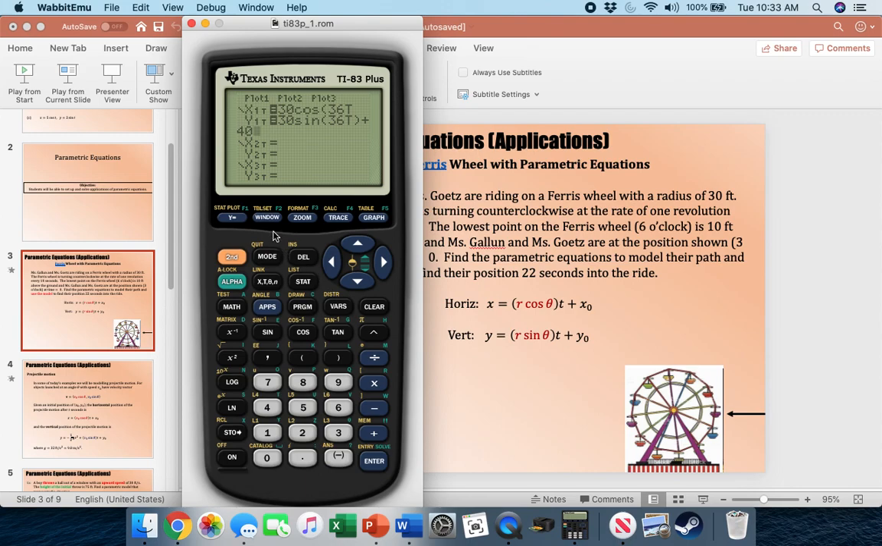Now think about our window. What should our window be? That number you should recognize as 2 pi. I don't want to do that. How long was our ride? One ride was 10 seconds. My t-step is pi over 12. I don't really care as long as it's small. But my horizontal, what should my horizontal be?